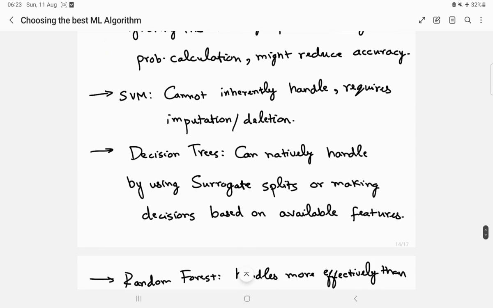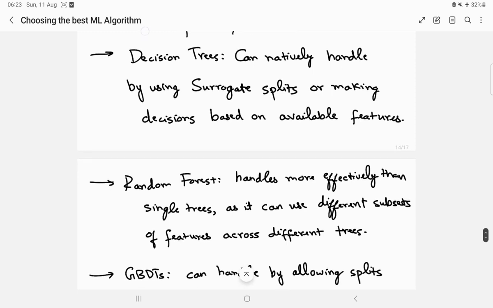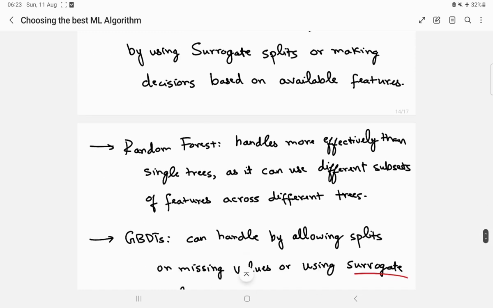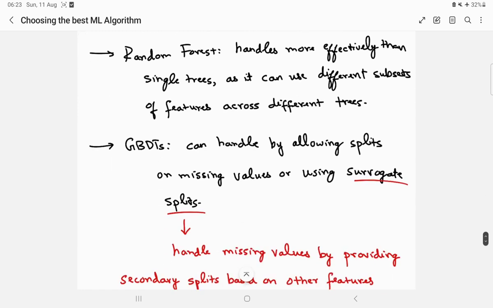SVM again cannot inherently handle missing data. It does require imputation or deletion of your particular missing data. Decision trees can natively handle it by using something known as surrogate splits, or making the decisions based on the available features and ignoring the features that are missing. Random forest can handle it more effectively than a single decision tree, as it can use different subsets of features across different trees.